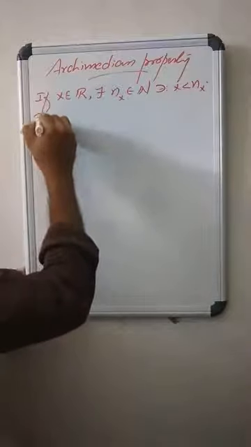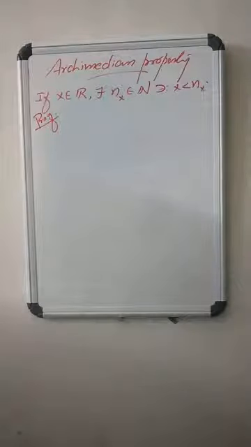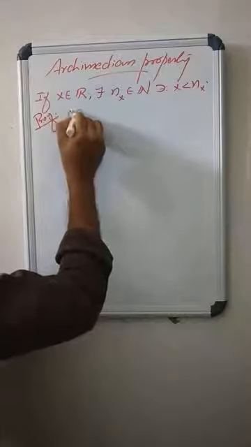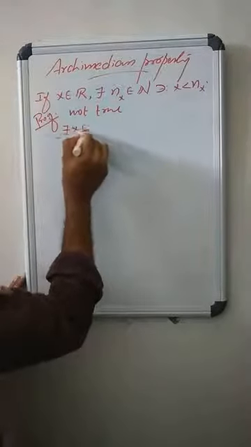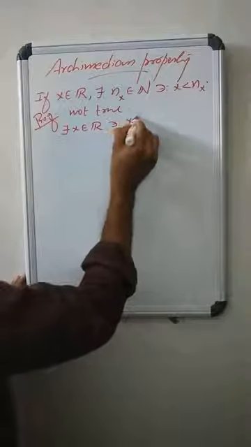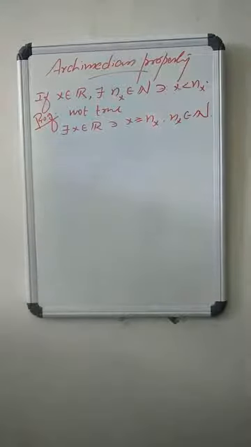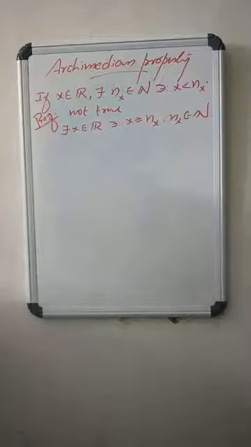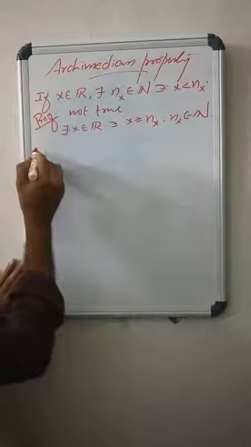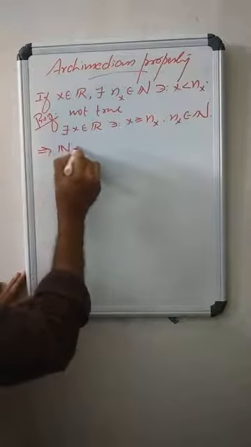How to prove it? The Archimedean property is proved using the following argument. Suppose it is not true. Then there exists x in R such that x is greater than or equal to nx for all nx in N. Now, x greater than or equal to nx for all nx in N means N is bounded above.